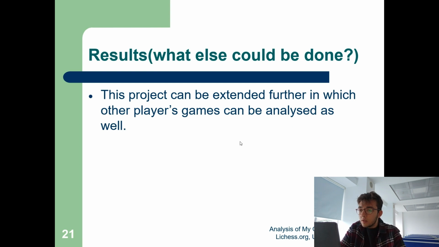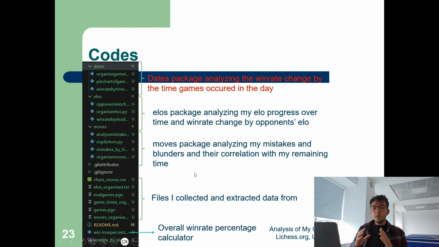Moving on, here are my codes. So I had 3 packages in total, analyzing every single question on their own. The dates package analyzing the win rate change by the time games occurred in the day. The ELOs package analyzing my ELO progress over time and win rate change by opponent's ELO, and the moves package analyzing my mistakes and blunders and their correlation with my remaining time. And as you can see here, I have the files I collected and extracted data from, and the overall win rate percentage calculator as a warm-up work.